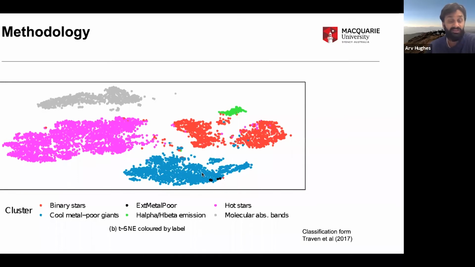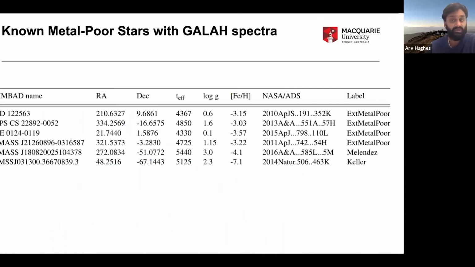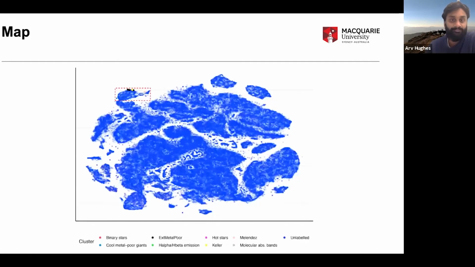So in theory, if I was to overlay stars that we don't know on top of this, I can infer that the stars surrounding these metal poor stars, or in this cluster, are also metal poor. So what we actually did find, so the previous plot only included these 4, but going forward, we actually found that GALAH included this minus 4.1 and minus 7.1 star, which I've labeled as Melendez and Keller. So potentially we can find some really low metal poor stars.